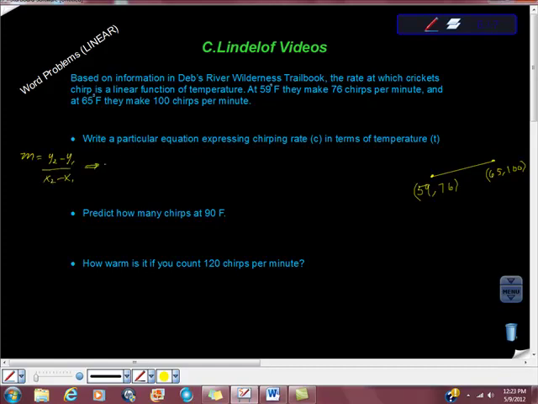Let's fill in the blanks here. I'm going to get 100 minus 76 over 65 minus 59. And somebody was going to ask the question, how did I decide what was x and what was y? Well, they're saying that chirping is a function of temperature. So that's how I decided which was y. When I did the subtraction here, I got 24 over 6, which is equal to 4. So that's the slope, isn't it?